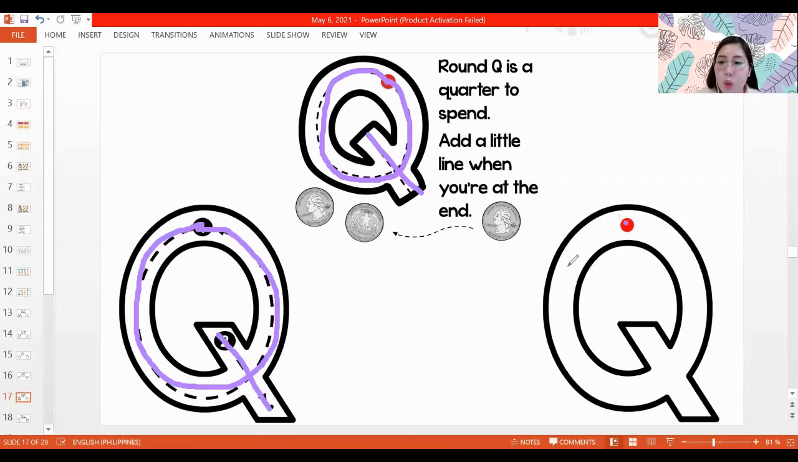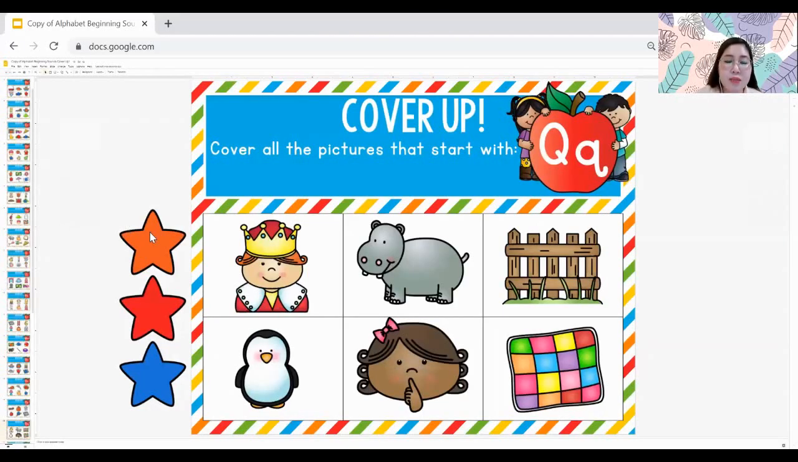Start at the top. We make a curve. Go all the way up. Stop. And we make a slanting line down. We have letter Q. Letter Q, and what are the things that begin with the letter Q? Q is for, this is the queen. The queen is the partner of the king.